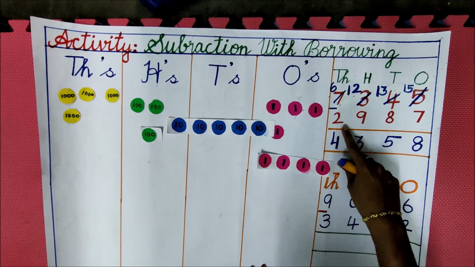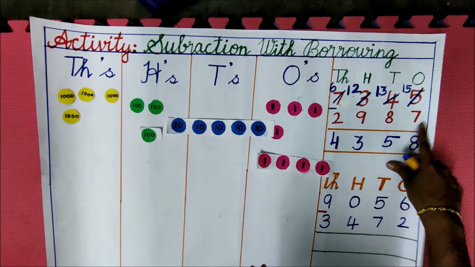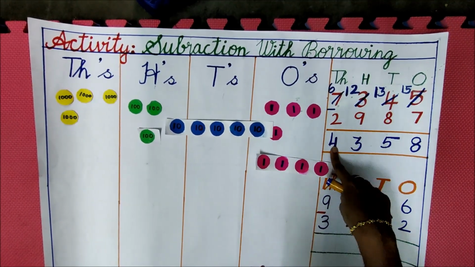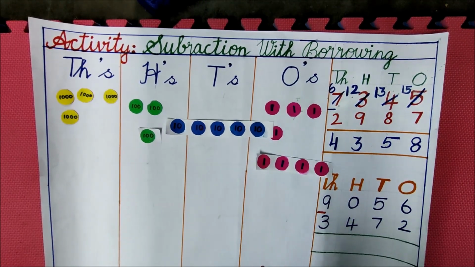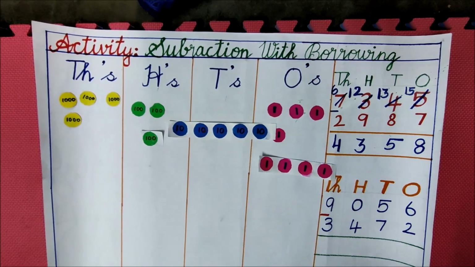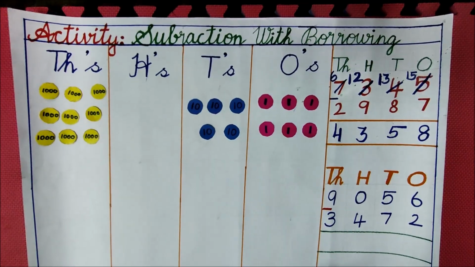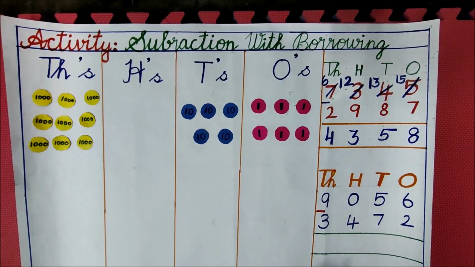7,345 minus 2,987 is equal to 4,358. Okay, have you understood children? Yes, fine. Now we move on to second problem children.